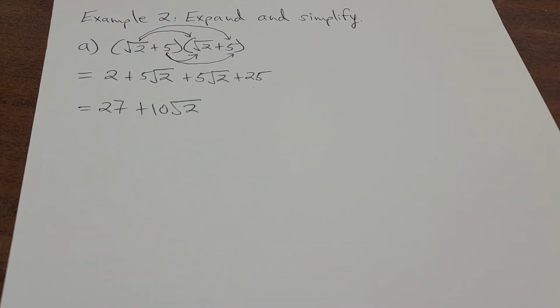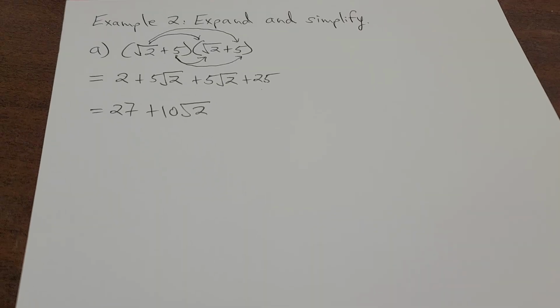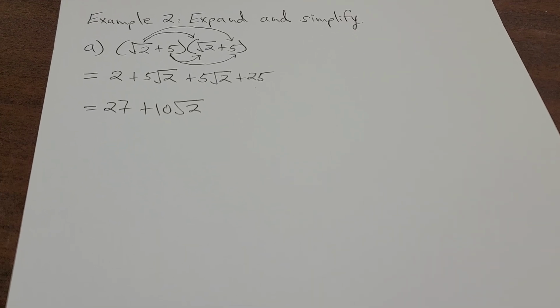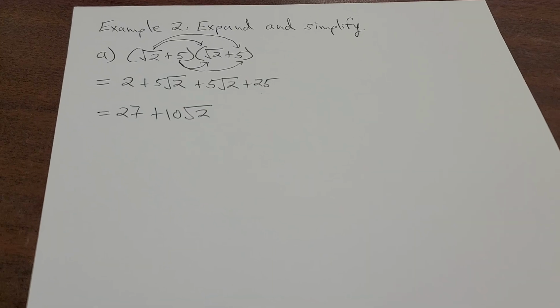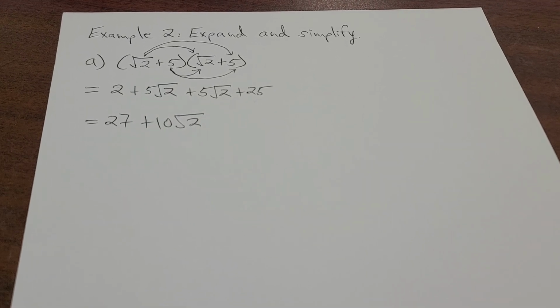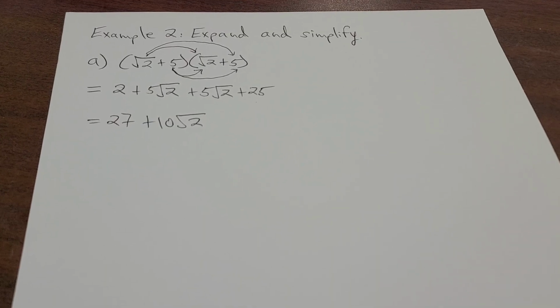Okay, so even after you FOIL out the question with the brackets, I have to make sure I'm seeing if there are any like terms. Just check and then put the like terms together. Okay, and this is the final answer. It's 27 plus 10 root 2.